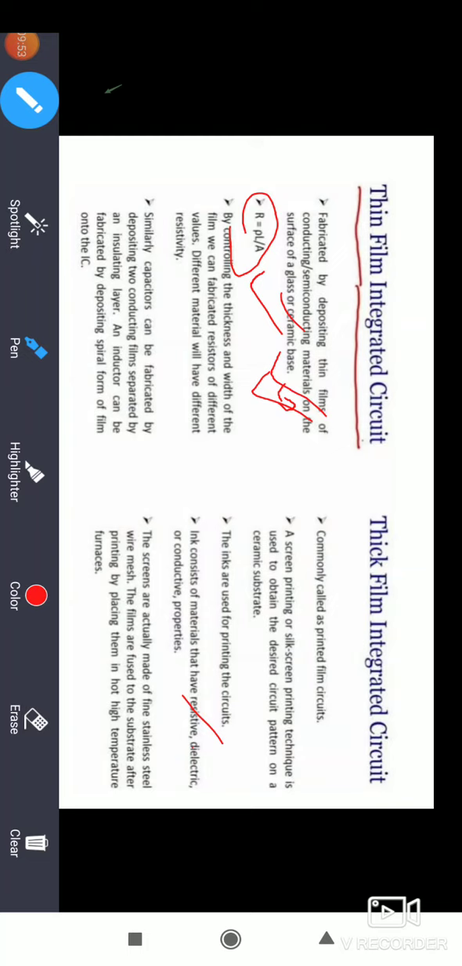By using these, the substrate or wafer, we can put it in the high temperature furnace and deposit these inks, whatever the material we want to deposit. Paper or glass will be coated by the semiconductor material, or whatever material we want to deposit. That is a thick film integrated circuit.